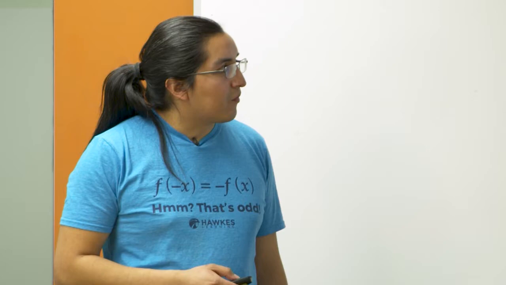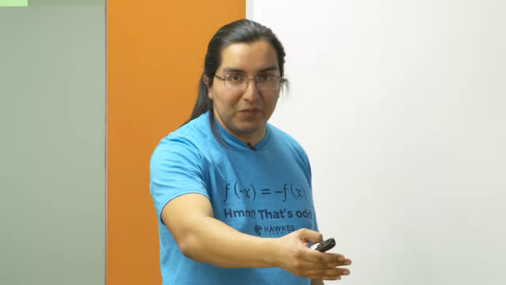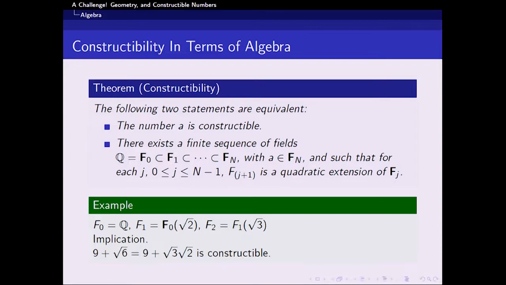Okay, so then skipping again to another idea. This is going to help us answer our problem. We can say that a number is constructible if there exists a finite sequence of fields, so that each successive one is a quadratic extension from the last. That's really wordy, but more or less what it means is that if we start with the rationals and then throw in the square root of 2 to make a slightly larger field, we can keep doing that.